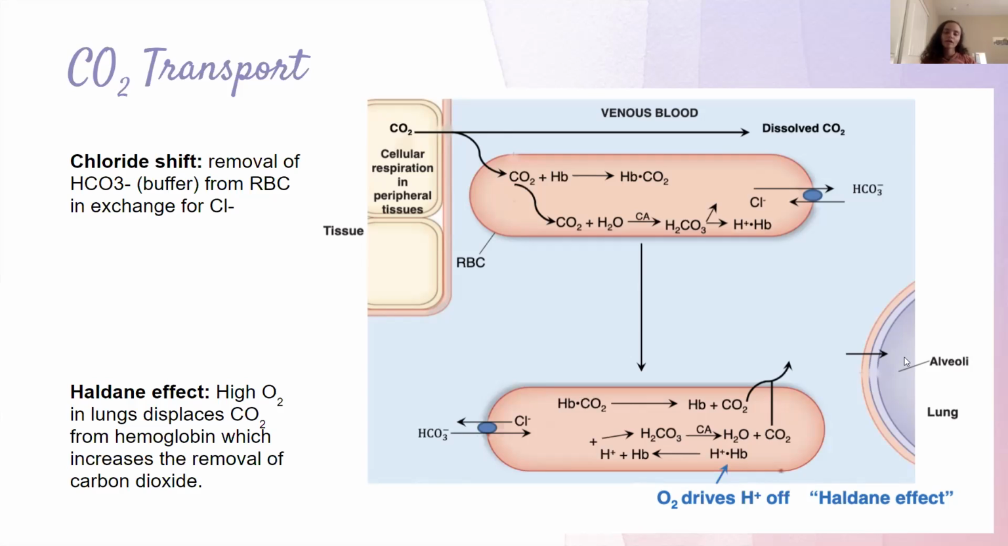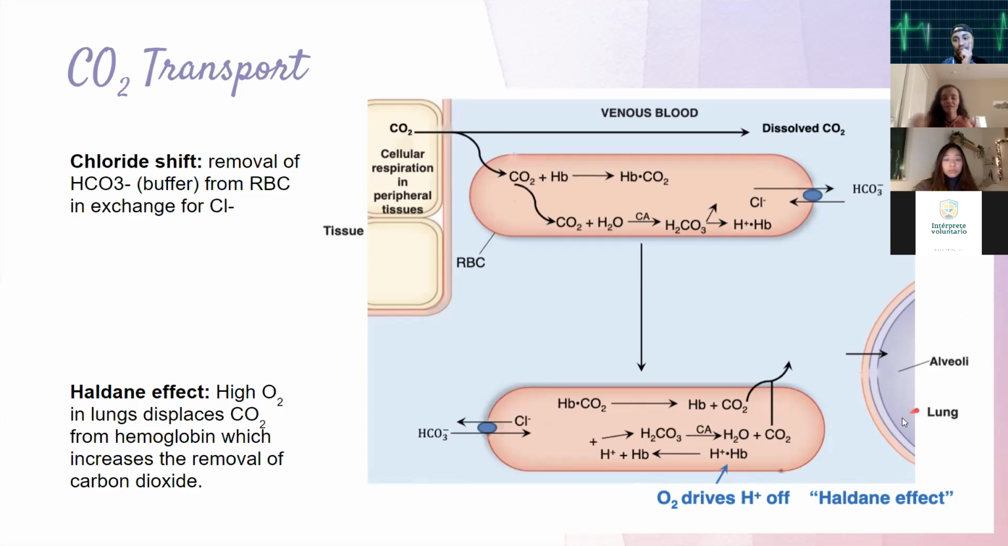And so what happens next is that the oxygen in the alveoli, it'll drive the proton off of hemoglobin. So that's just called the Haldane effect. It's something that happens at your lungs. So it's when we have high oxygen in the lungs, it displaces a proton. And I have to apologize because I think I miswrote. I said displaces CO2. I'm going to make sure to fix that before I upload the slides, but it's actually displaces a proton. And so you have proton plus hemoglobin forming in the red blood cell.